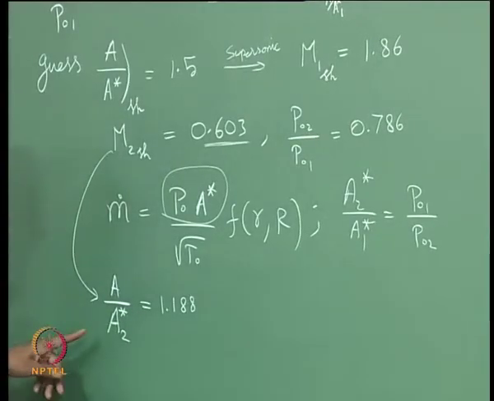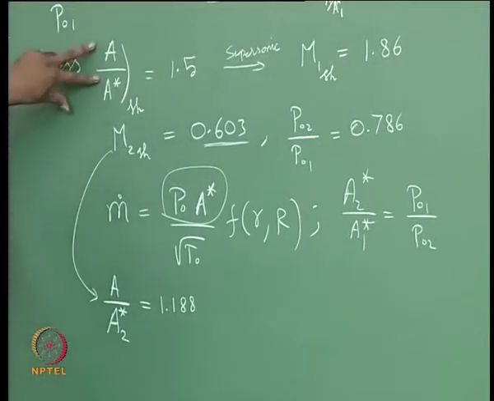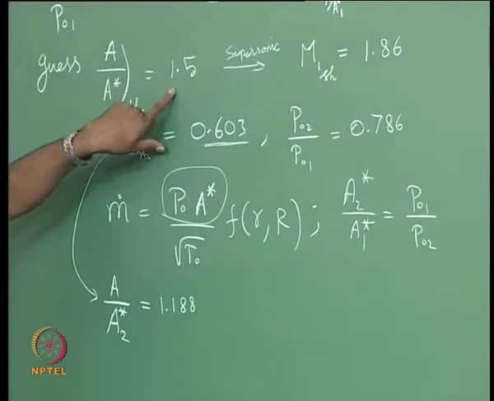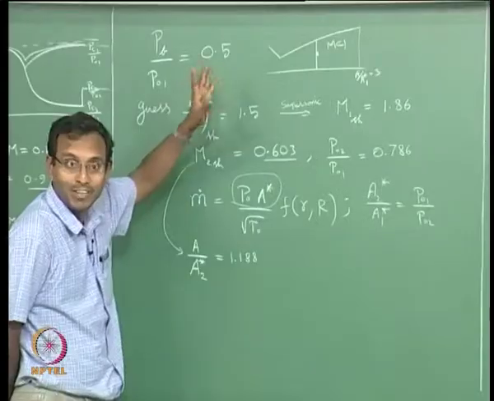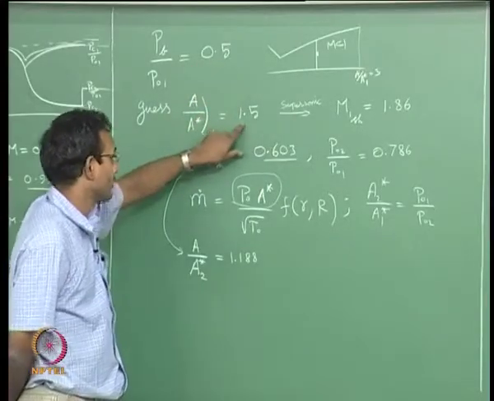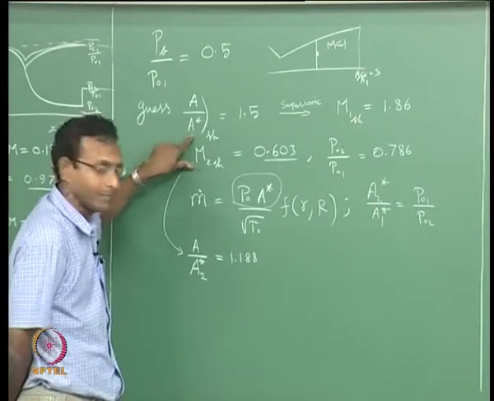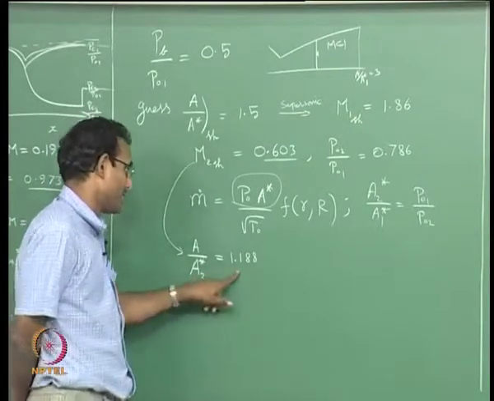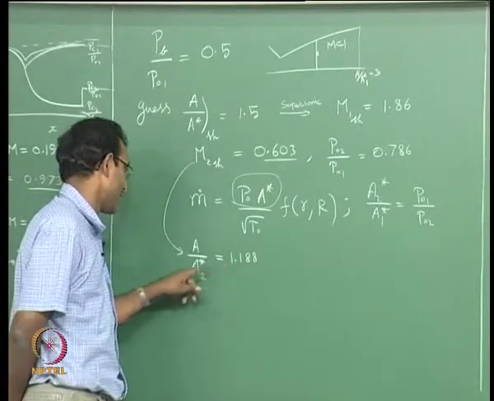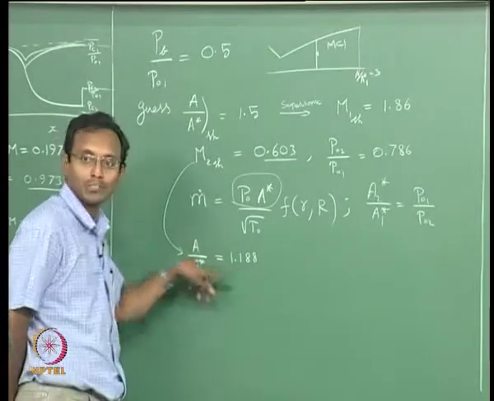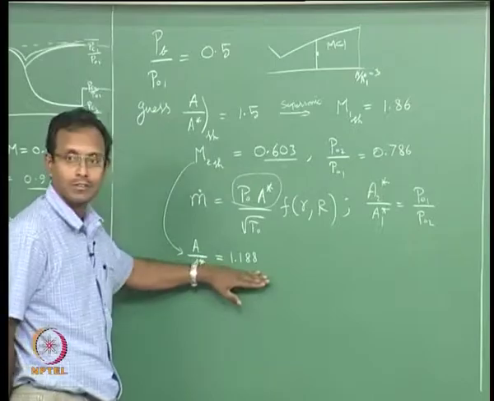Okay? Does this prove that my A2 star increased? A2 star is higher than A1 star? Can you say that? Yes, you can. Why? Previous A by A star which we started with was 1.5 at the same location. We haven't moved yet. It is the same location. Okay? That says that across the shock, this is my A1 star really. A2 star is higher, the denominator is higher, so my ratio is lower. I have gone to this point.